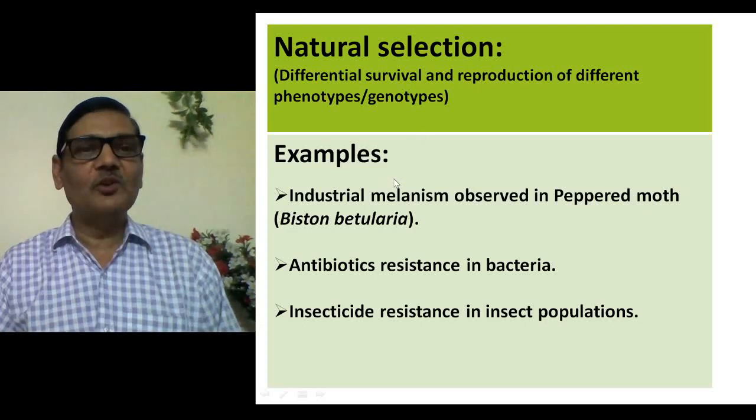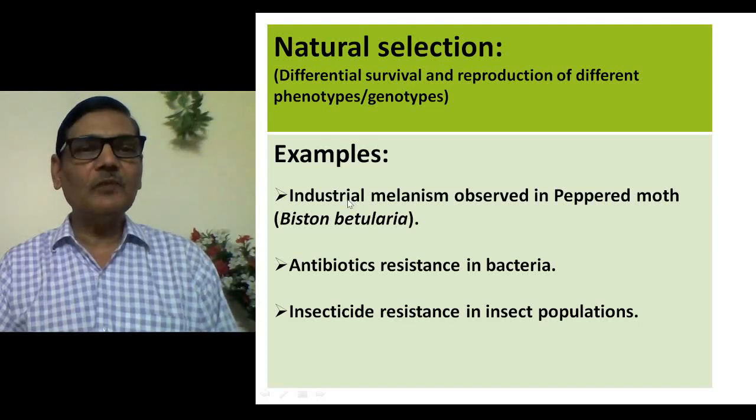This aspect we have already studied in our theory classes by considering the case of industrial melanism, which was studied in the peppered moth, that is Biston betularia, and natural selection can be studied in bacteria, which is also explained in a number of books by taking the example of antibiotic resistance in bacteria, and this phenomenon has also been studied in insects by considering insecticide resistance in insect populations.